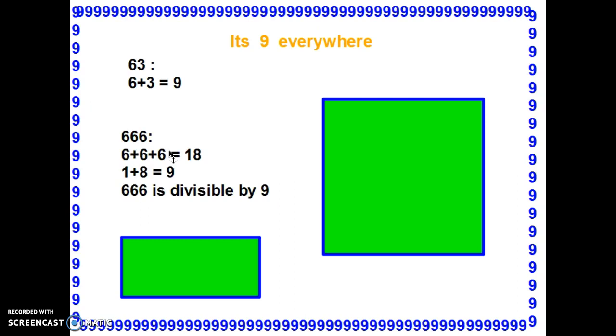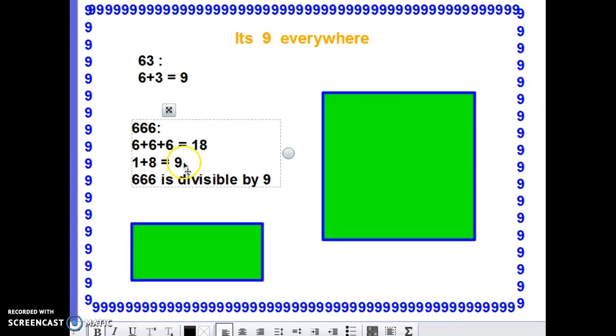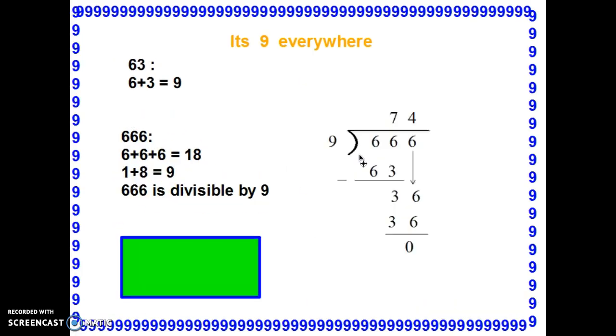One more example, take 666, add the digits of 666, you will get 18, and keep on adding the digits of 18, 1 plus 8 equals 9, and as long as the addition of the digits is 9, this means that your number is divisible by 9. As you see, 666 divided by 9, you will get no remainder.